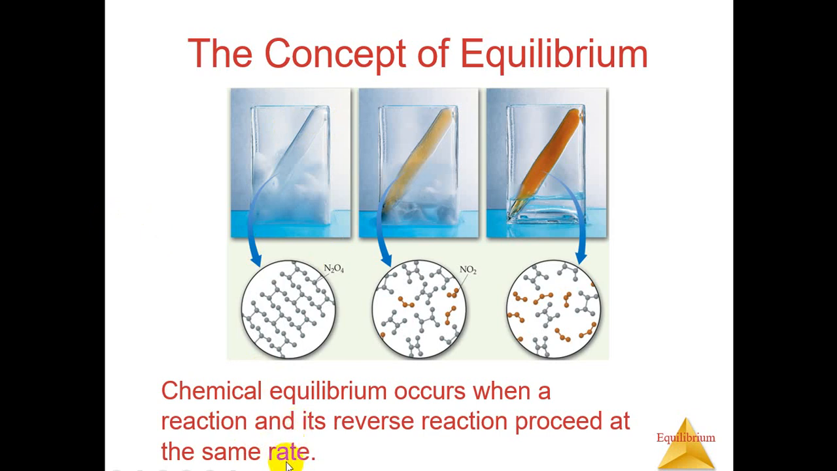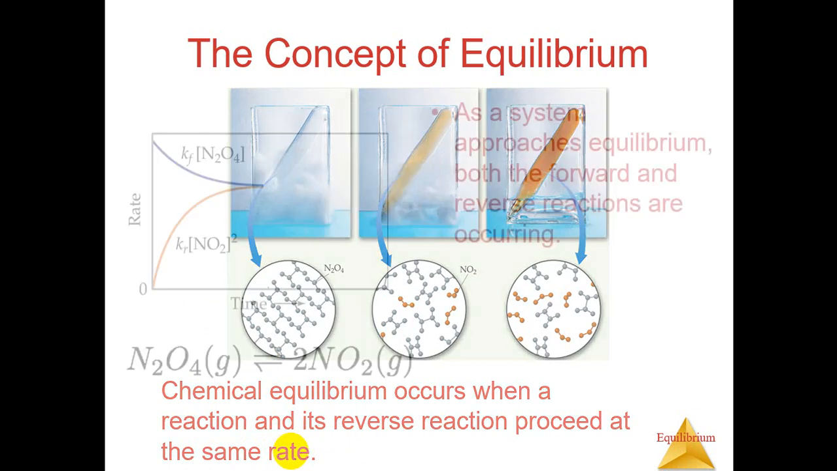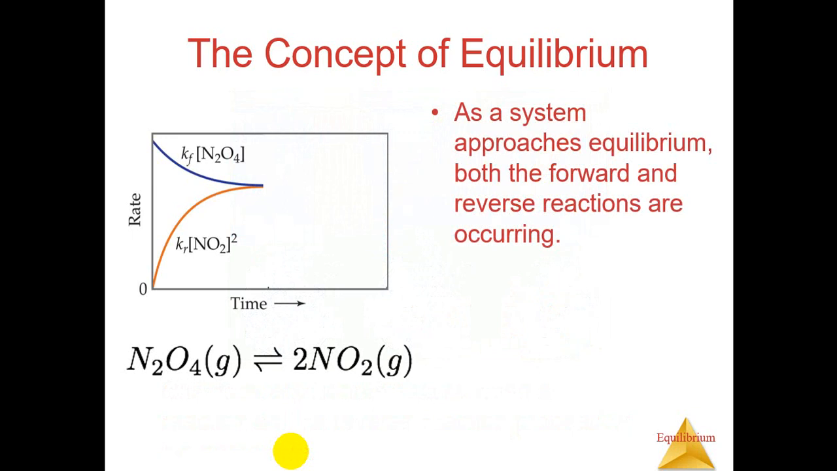So the forward reaction and the backward or reverse reaction occur or proceed at the same rate. So they will occur at the same time, at the same speed. Well, this is a brief illustration of chemical equilibrium. As a system approaches equilibrium, both the forward and the reverse reactions are occurring at the same time.